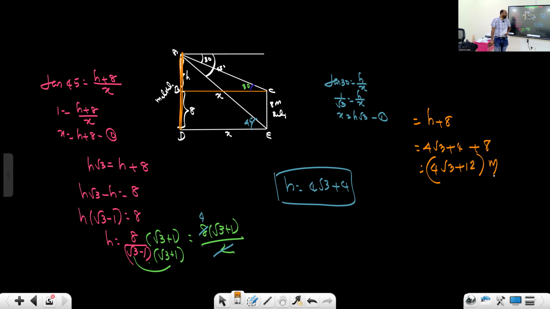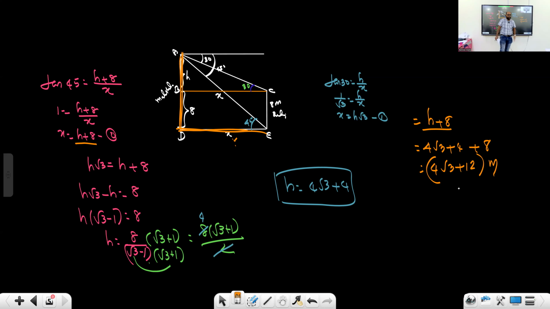They are asking what is the distance between the buildings. Distance between the buildings, what did we take? X. All of you listen. That X is already the same as H plus 8. H plus 8 we already found, so it will be the same.